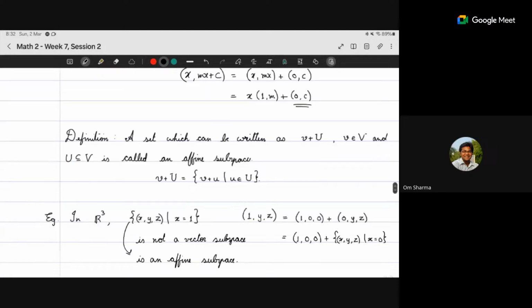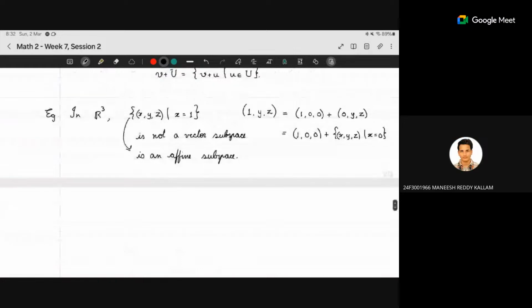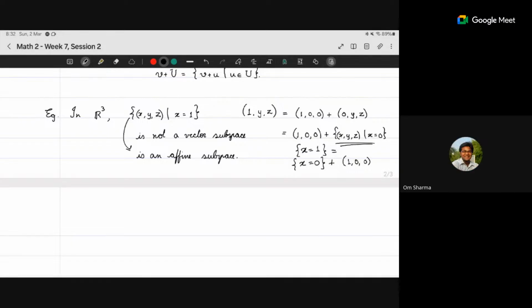Okay, just as we did over here. So over here, what is the associated vector subspace? That is x is equal to 0. For the affine subspace, x is equal to 1. The u is x is equal to 0, and then the v is (1, 0, 0). So this set plus this element for everything gives you this set. Yes, sir. Any other doubts?